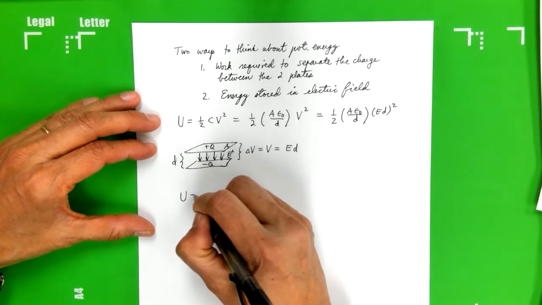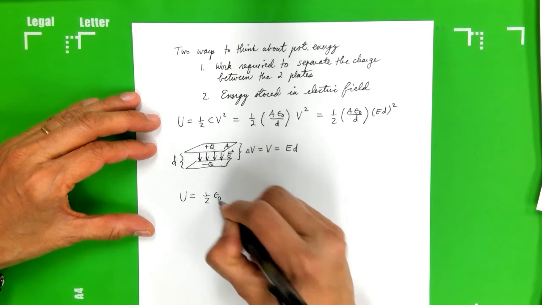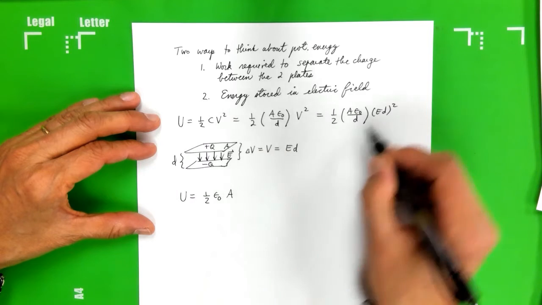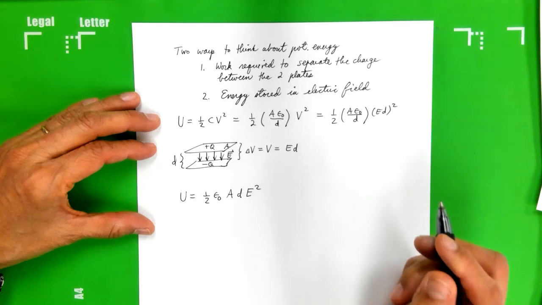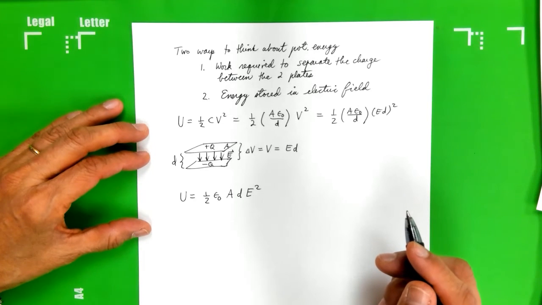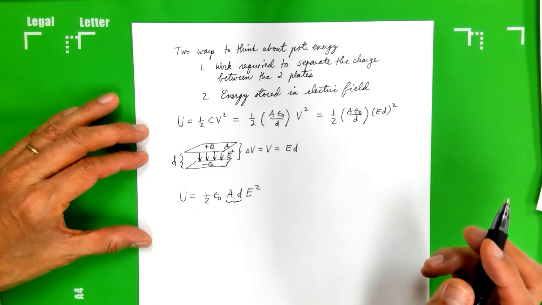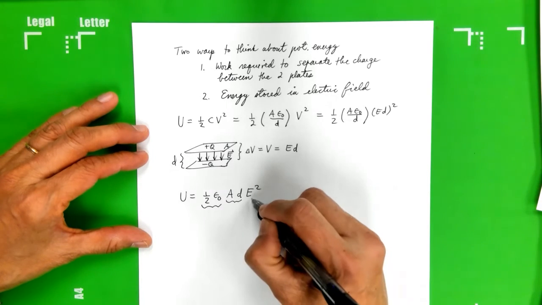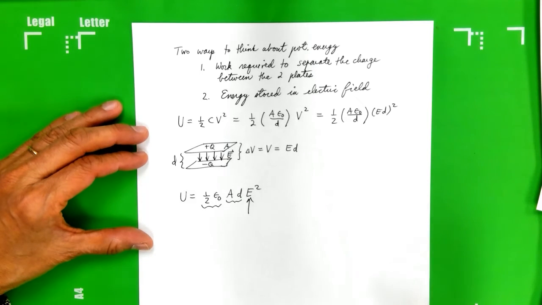So now you can simplify and you will get 1/2 epsilon naught, the A survives, and then one factor of D, and then you have E squared. So this is saying that the A and D only depend on the geometry of the capacitor system. These are just constants, and so the potential energy is only determined by the electric field between the capacitor plates.